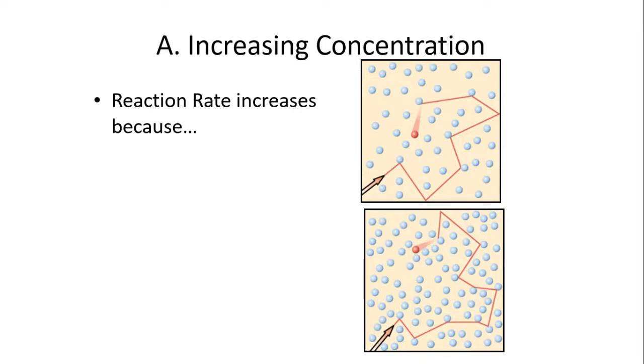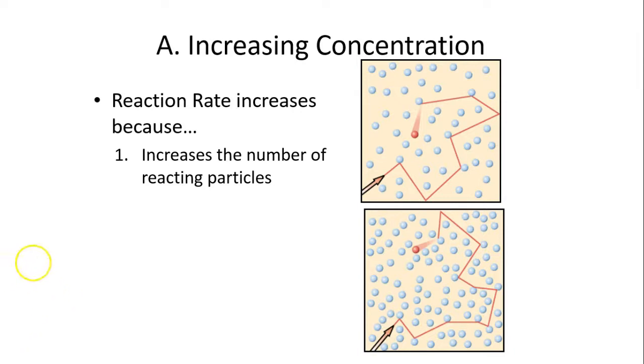Now, increasing the concentration will increase the reaction rate because there will be more collisions. You'll have more particles, and so there's a greater likelihood that those particles will collide with, or the reactants will collide with other reactants. So for example, here you have a certain number of particles, and every time this red particle hits, you see it turning.